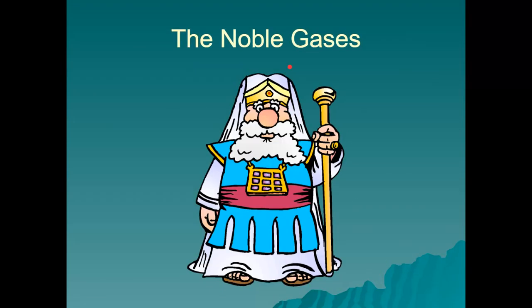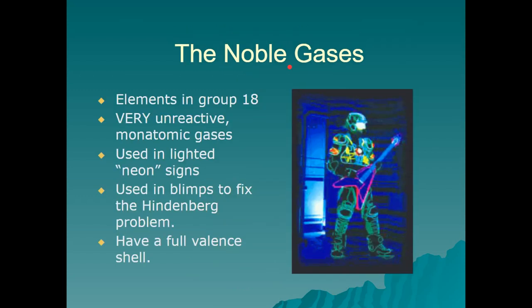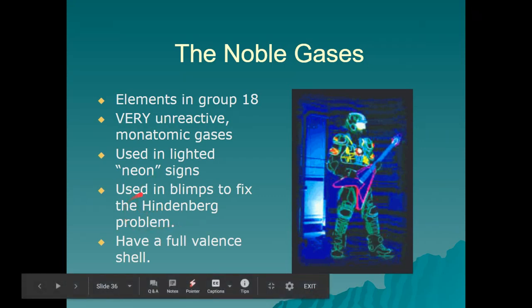Now on to the noble gases. These are elements in group 18, very unreactive, monoatomic, so they come in singles. Gases used to light up neon signs, so neon is one of them. Used in blimps to fix the Hindenburg problem, that is helium. They all have full valence shells.